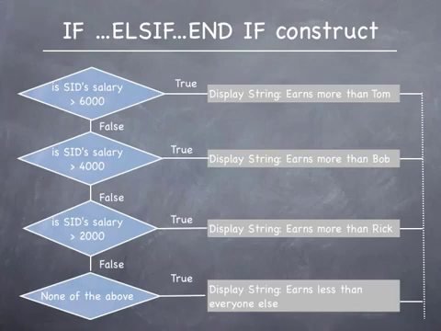If it is false, you want to proceed to perform another check to see if Sid's salary is greater than 2,000. If it is true, the string to be displayed is "earns more than Rick". If it is false, you want to perform an action which is based on the fact that none of the conditions were true. And this is to display the string "earns less than everyone else". In an if construct, if any of the conditions were true, the action corresponding to it will be performed and Oracle will exit the entire if. This is depicted by the dotted line after the actions.